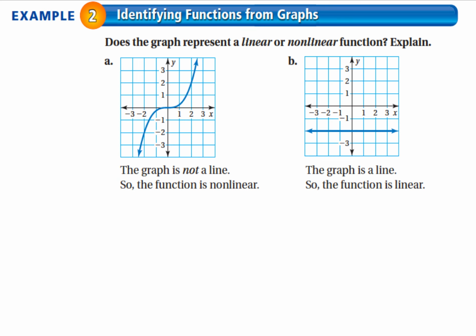On a graph, it's probably the easiest to tell. Linear and non-linear. If it's non-linear, it's because it's not a line, it curves. And if it is linear, it is a line. Linear is just your adjective that means like a line.